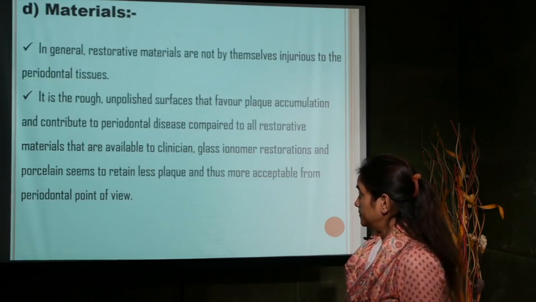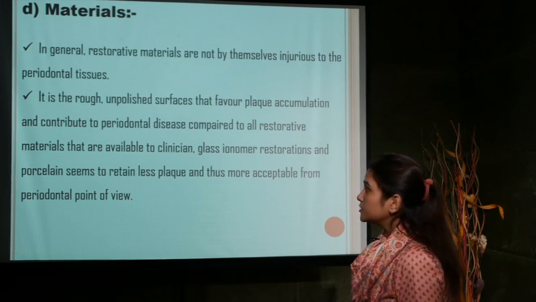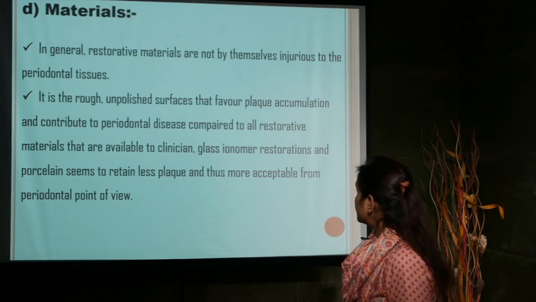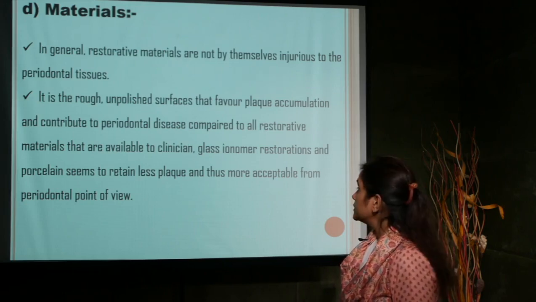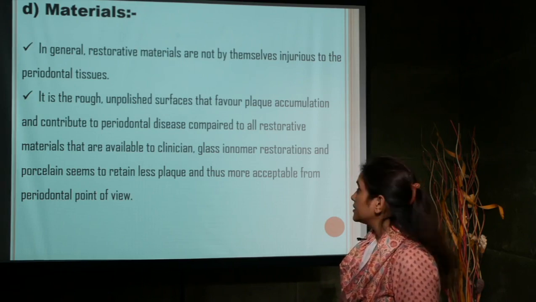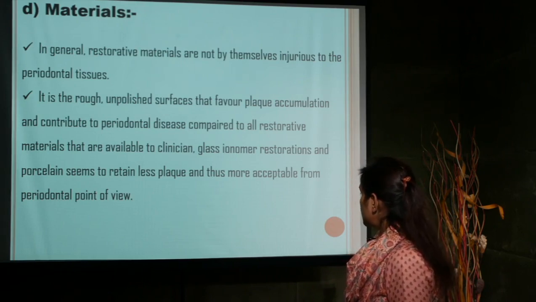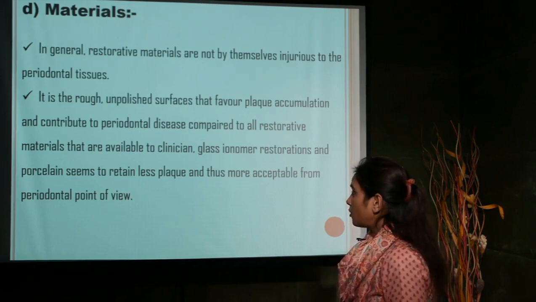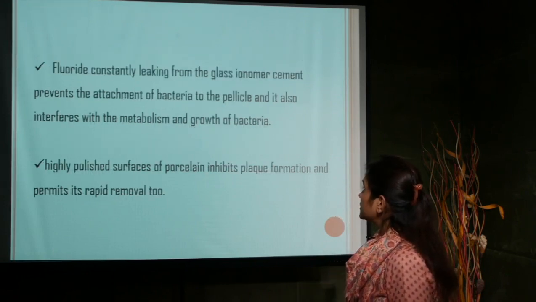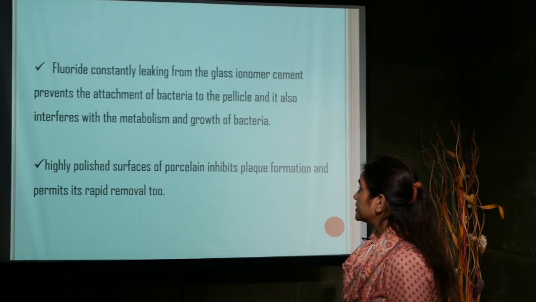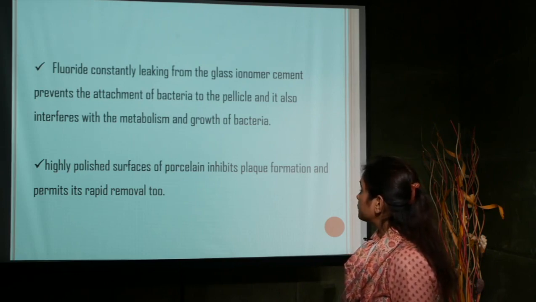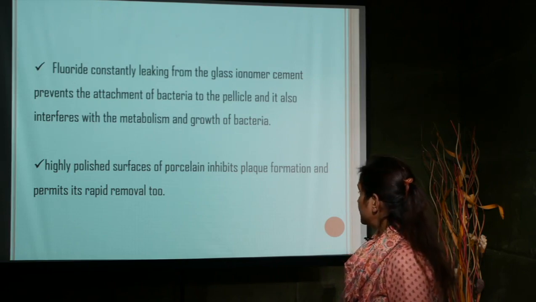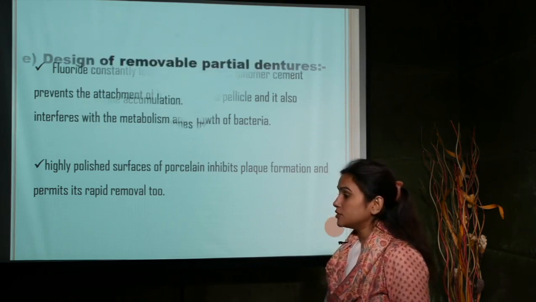Now, coming to materials: in general, restorative materials are not by themselves injurious to the periodontal tissues. It is the rough, unpolished surfaces that favor plaque accumulation and contribute to periodontal disease, compared to all restorative materials available to the clinician. GIC restorations and porcelain seem to retain less plaque and are thus more acceptable from the periodontal point of view. Fluoride constantly leaking from the glass ionomer cement prevents the attachment of bacteria to the pellicle, and it also interferes with the metabolism and growth of bacteria. Highly polished surfaces of porcelain inhibit plaque formation and permit its rapid removal.